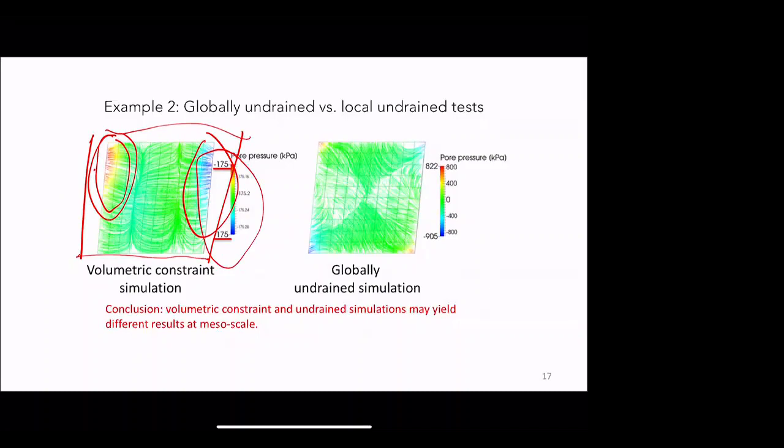But if you have a globally undrained system, the corner will actually accumulate a lot of stress. And that makes the homogeneous undrained state unsustainable. Okay. And this is no matter how long you wait, if you simulate the undrained constraint, that corner will remain there, that stress concentration, when you actually allow it to be rewatered.